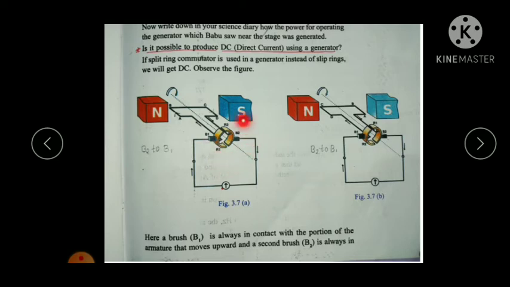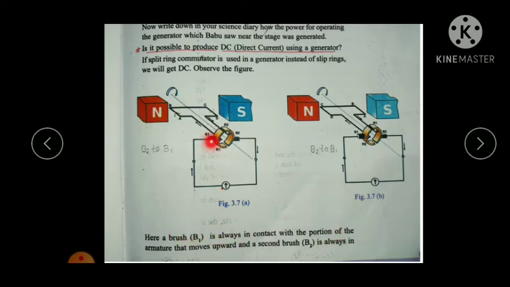So using split ring commutator, we can convert the AC current produced in this generator into DC. Here the brush B1 is always in contact with the portion of the armature that moves upward. Whenever the portion of the armature near this north pole always moves upwards, the portion of the armature near this south pole always moves downwards. So B1 is always in contact with the portion of the armature that moves upward.